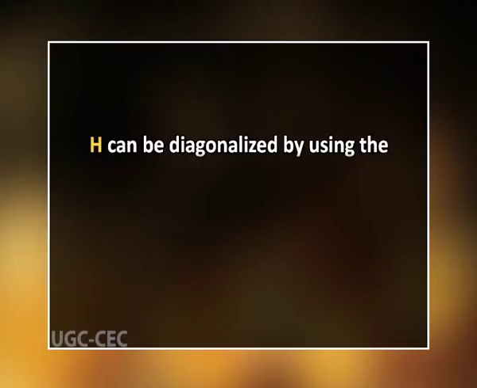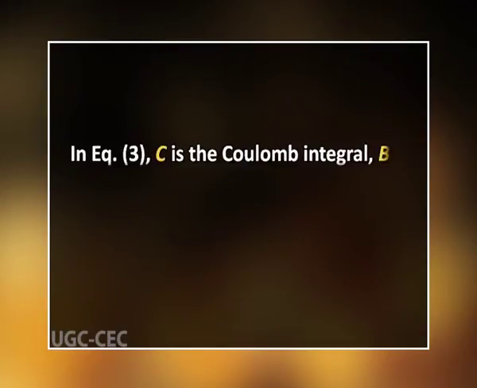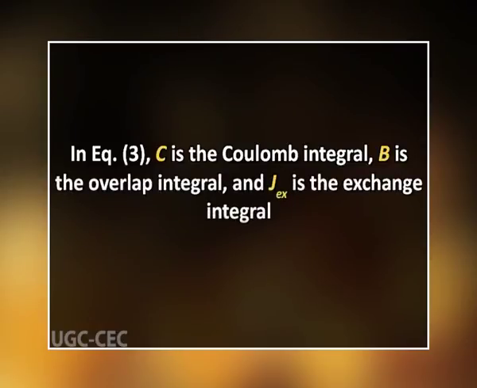A variational calculation yields similar results. H can be diagonalized by using the position space functions given by equations first and second. In equation third, C is the Coulomb integral, B is the overlap integral, and JEX is the exchange integral.